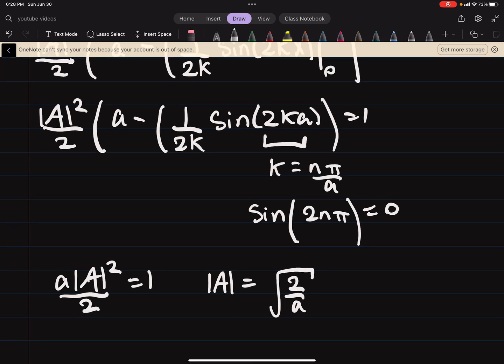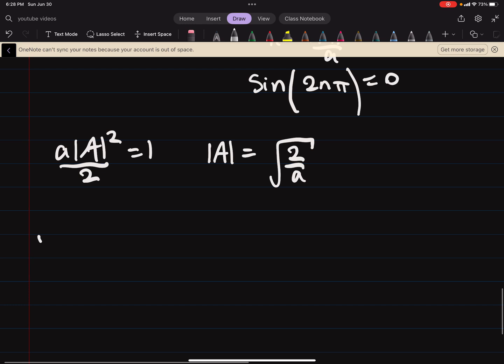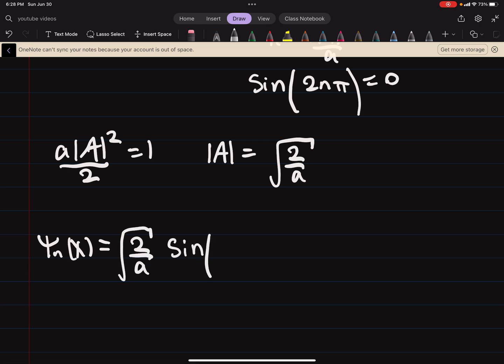Awesome. So now we can write our wave function as a normalization constant times just sine of kx. Okay?